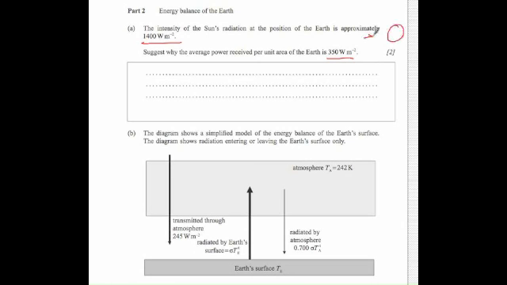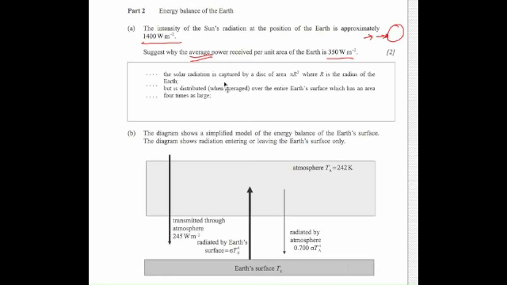So some light hits directly at the equator, which is directly facing the sun, and that will have this higher intensity, 1400 watts per square metre. But when we talk about the average power received per unit area of the Earth, we need to average over the whole surface area of the entire Earth. So we need to explain that.